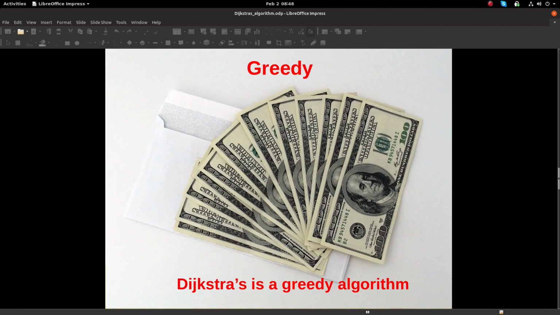Dijkstra's algorithm is considered a greedy algorithm. Greedy algorithms are those which make the most optimal choice at each given step or iteration during operation. That being said, when Dijkstra's algorithm is performing its search for the most optimal path, it does so with the least costing edge in mind as it traverses the graph.